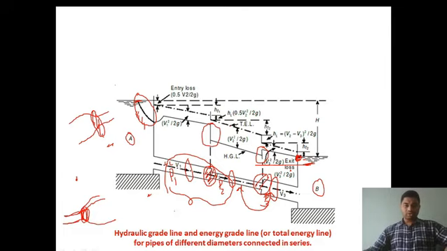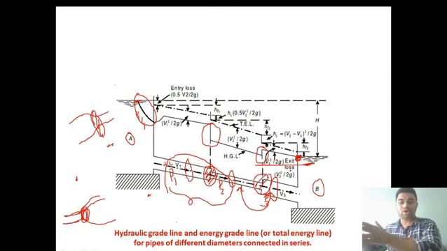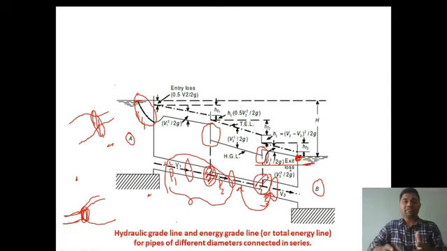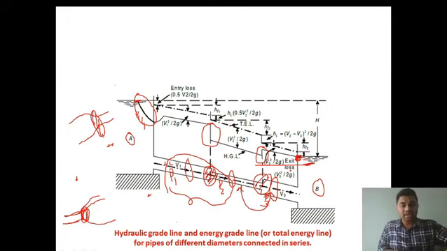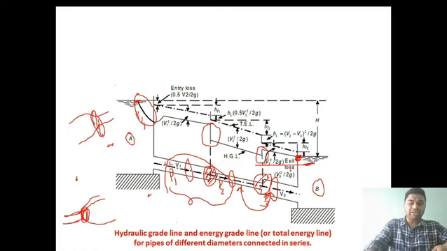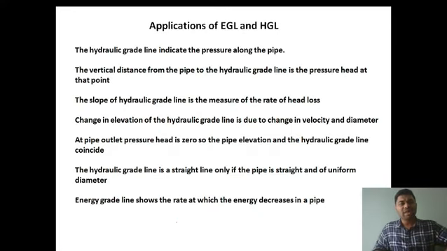Okay. So, I hope you have understood this hydraulic grade line when pipes are connected in series, when water is transported from reservoir A and dropped freely into the atmosphere, and when it is transported from reservoir A to reservoir B, and how these variations in the hydraulic grade line and the total energy line occur. Let us now see the applications. What are the applications of the energy grade line and the hydraulic grade line?